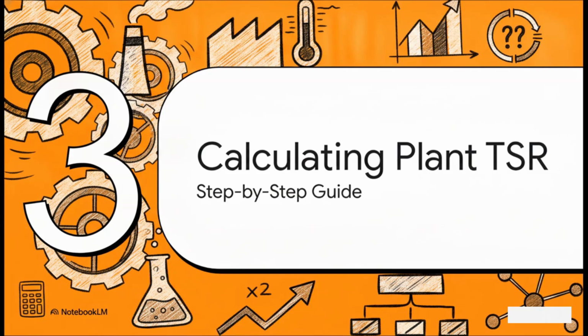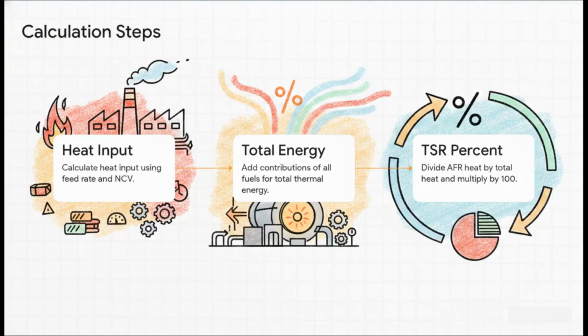Let's walk through a real-world scenario so you can see exactly how this works in practice. Let's slow down for a second and really let this methodology breathe, because these 3 steps are the ultimate recipe for tracking plant efficiency. Step 1, you calculate the heat input of each individual fuel by taking its feed rate and combining it with its net calorific value. Step 2, add all those heat contributions together to find your total thermal energy. And step 3, divide the heat supplied by the alternative fuels by that total heat input and multiply by 100.